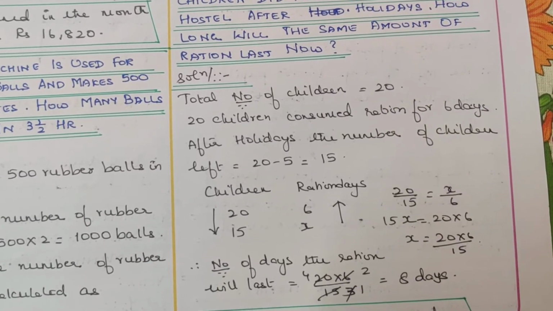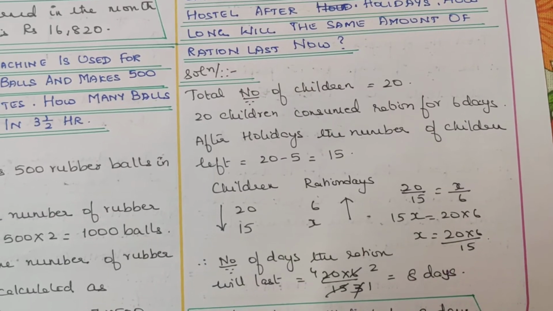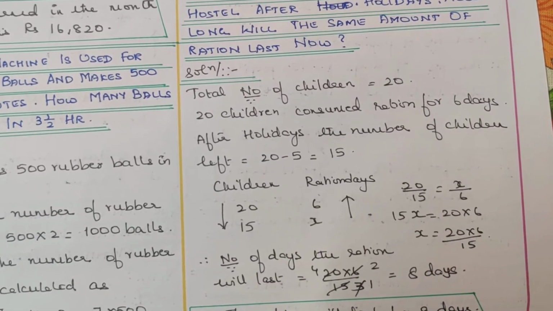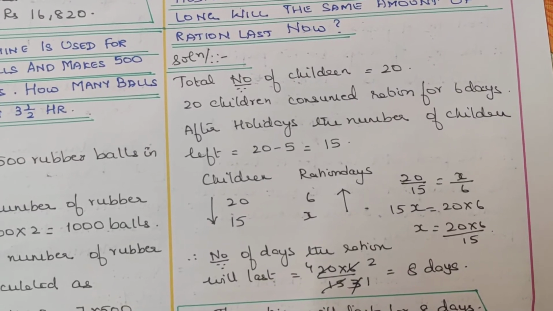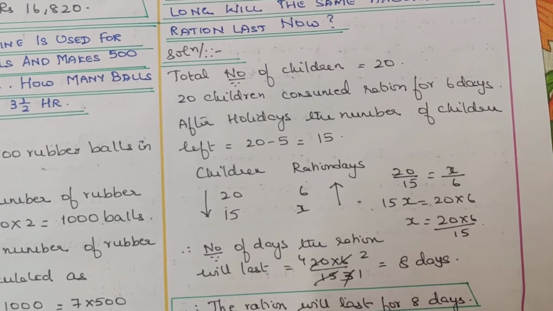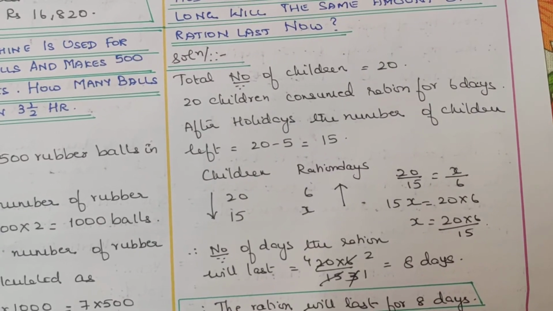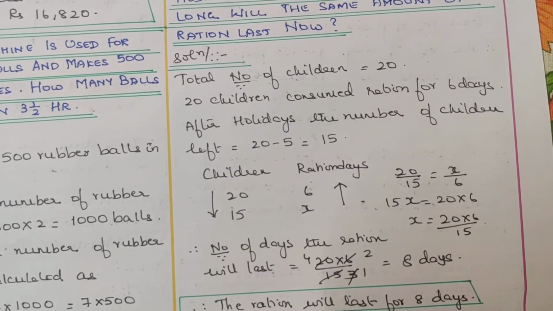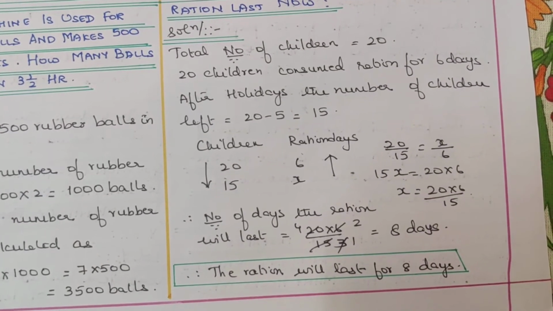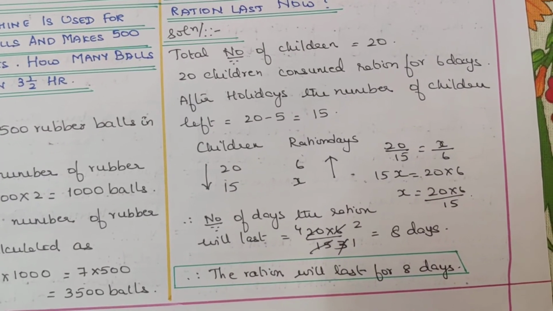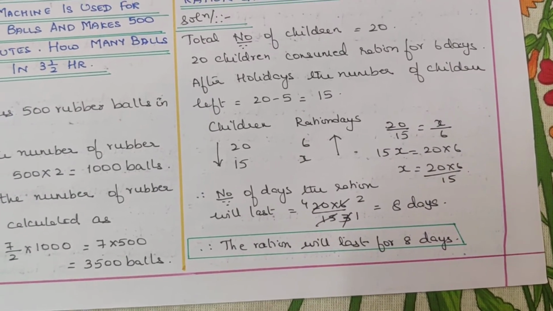Therefore, one item decreases and the other item increases, right? So, if the children is 20, the ration days will be 6. For 15 children, what will be the ration days? So, we'll have to reciprocate this. That is 20 by 15 is equal to x by 6. That is 15x is equal to 20 into 6. That is x is equal to 20 into 6 by 15. Therefore, the number of days the ration will last is 20 into 6 by 15. That gives you 8 days. Therefore, the ration will last for 8 days.